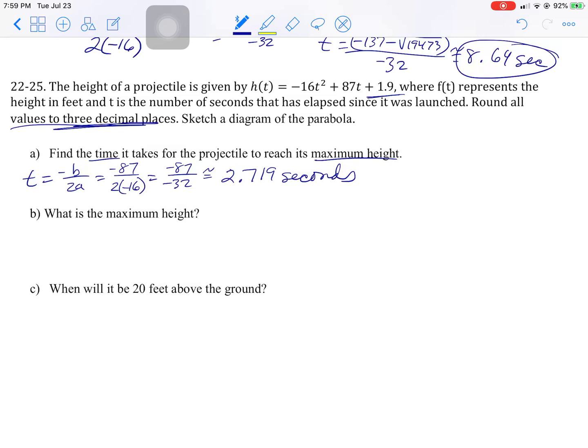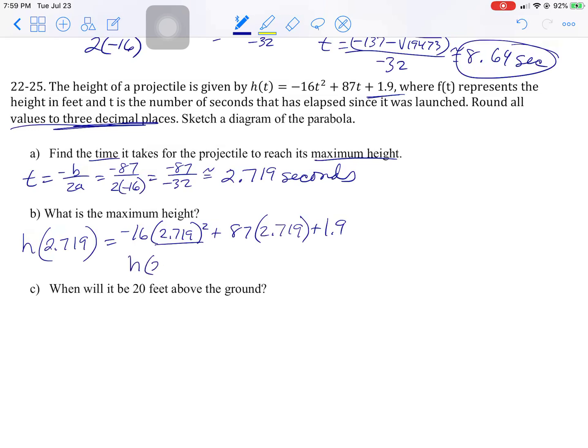Okay, what is that maximum height? What is the h for 2.719 seconds? Negative 16 times 2.719 squared plus 87 times 2.719 plus 1.9. Don't forget to do the square first, then multiply by the 16, and you should get the h of this amount of time. It should arrive at 120.166 feet. Okay, so that's the vertex.